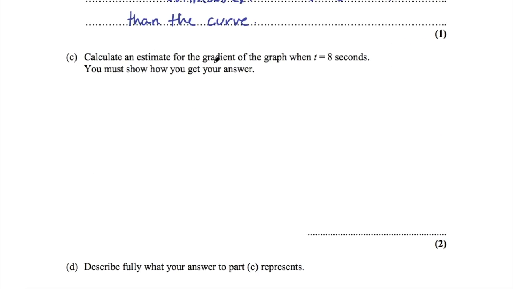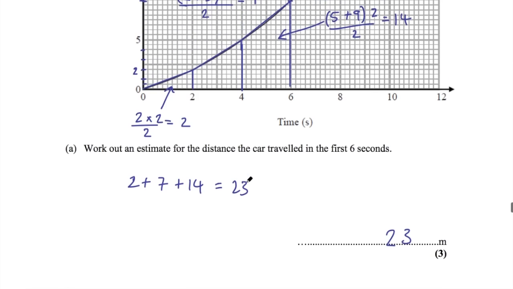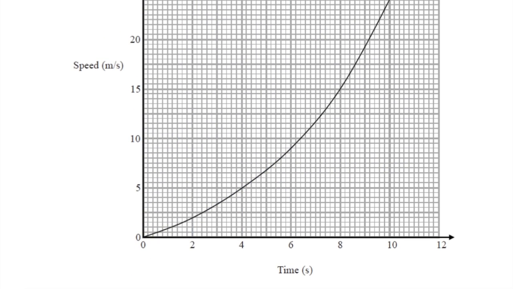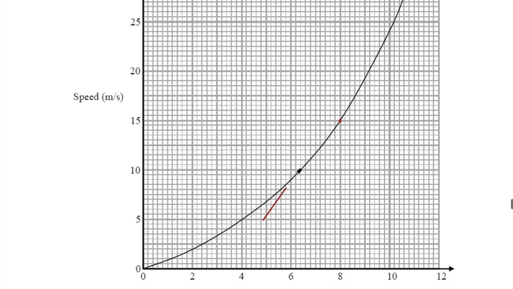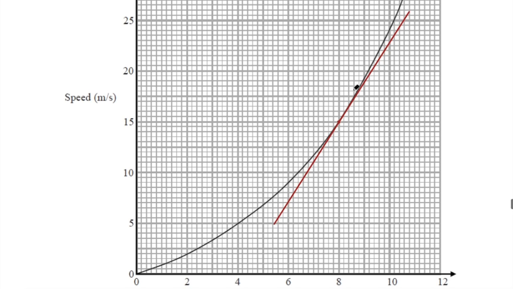Part C says calculate an estimate for the gradient of the graph when t equals 8 seconds. You must show how you get your answer. Okay, so we need to basically draw in a tangent to the graph at t equals 8 and get the gradient of that line. So I'm going to actually have to rub all of this out, and we need the gradient at t equals 8, so that's here. If we draw in a straight line as best we can, just touching the graph at that point, it should about represent the gradient of that line.